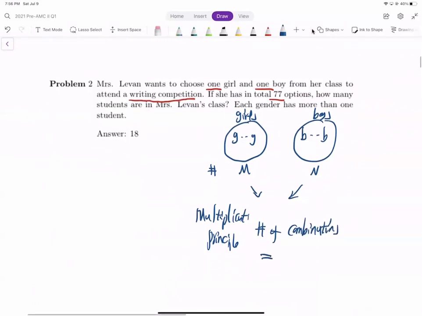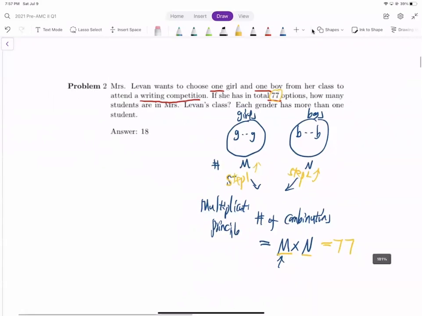Combinations equals, you just multiply together, because step one, you choose a girl, then you choose a boy. So formally, step one, we choose a girl. Step two, we choose a boy, and we finish the task of forming the team of computation. So then we multiply together, and the total number here is 77, right?